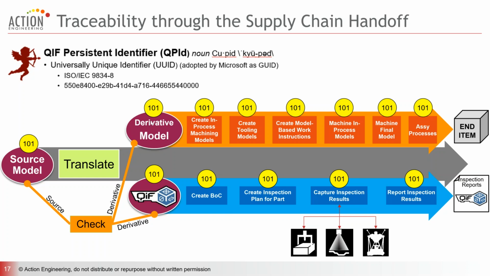Right. And then we also can take derivative models such as step models that can be used and walk through the process to create their in-process machining models, tooling models and fixtures, model-based work instructions, like animations, and just generic work instructions in general. And then CNC programming to machine those in-process models, and then finally machine them and assemble them. Right? So that characteristic is carried through both of those downstream silos of manufacturing and quality, all derived from the product definition.